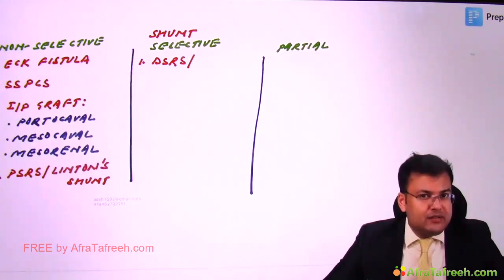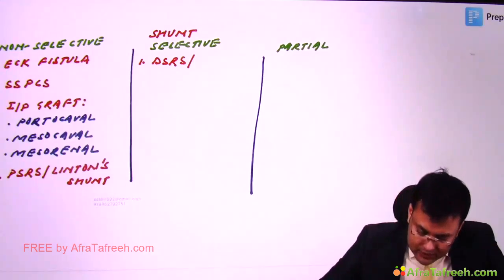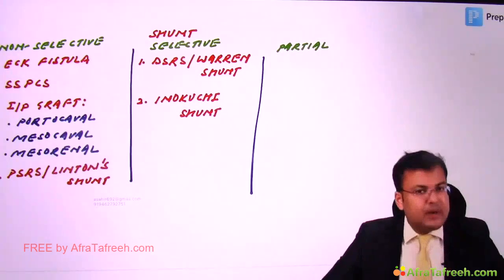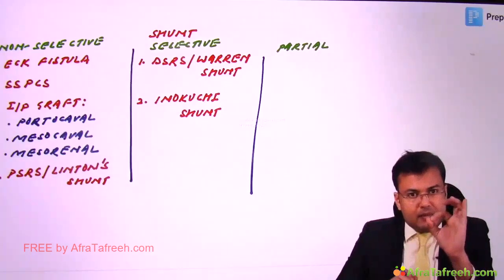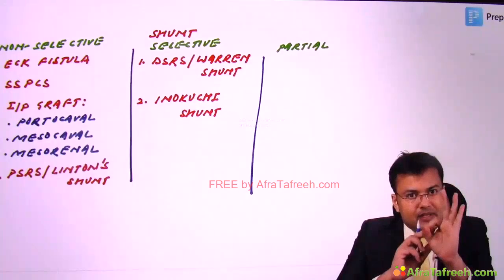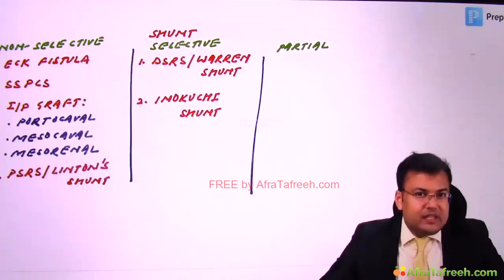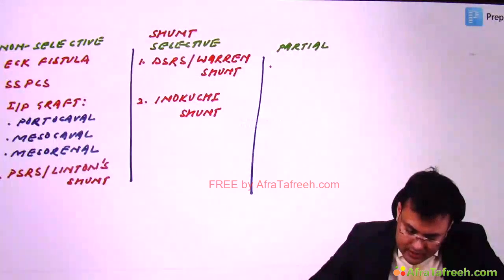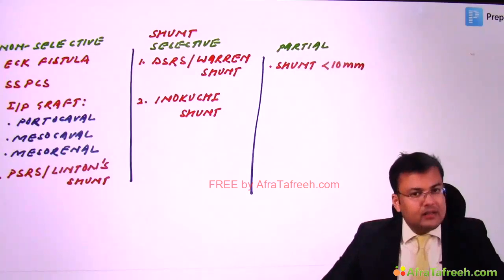And who made this shunt for the first time? It was first made by Warren, and that's why it is also known as Warren shunt, right? Second is Inokuchi shunt. And what is partial shunt? Whenever the diameter of shunt is less than 10 mm, there is only partial migration of blood flow, and that is known as partial shunt. Right? This is the classification.